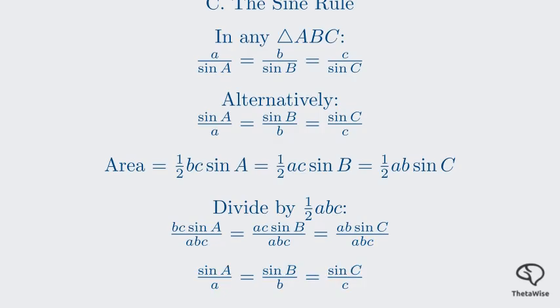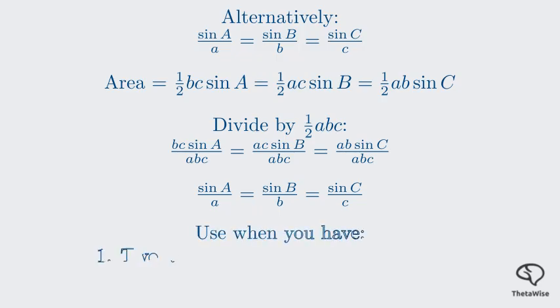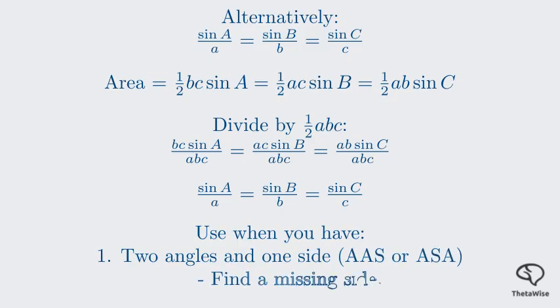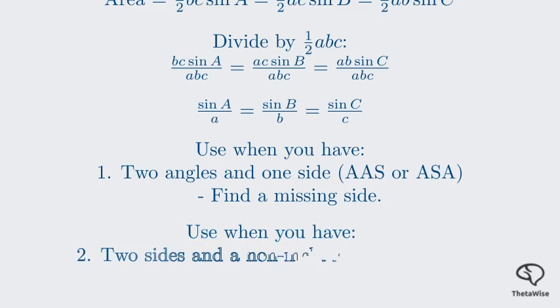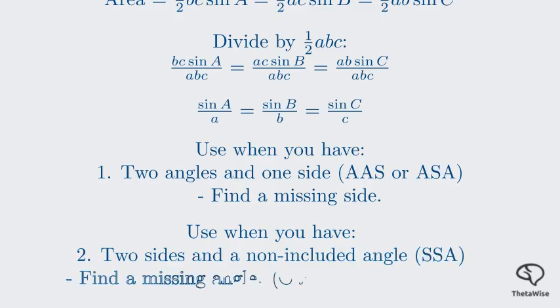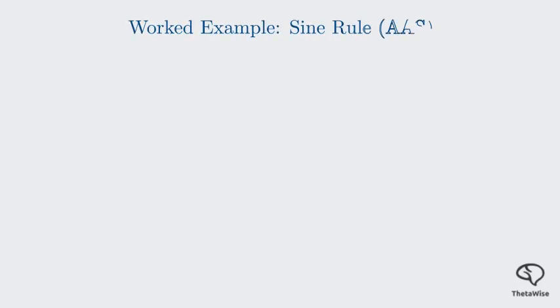You should use the sine rule in two main scenarios. First, if you are given two angles and one side, you can find the length of another side. This is the AAS or ASA case. Second, if you are given two sides and a non-included angle, you can find another angle. This is the SSA case. However, as we will see shortly, this can lead to an ambiguous case, where there are two possible solutions for the triangle. Let's first use the sine rule in the straightforward AAS case to find a missing side length.